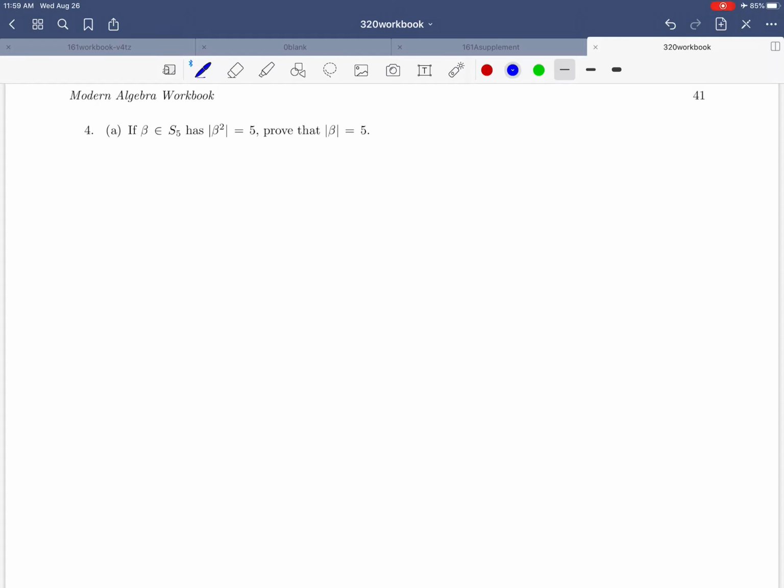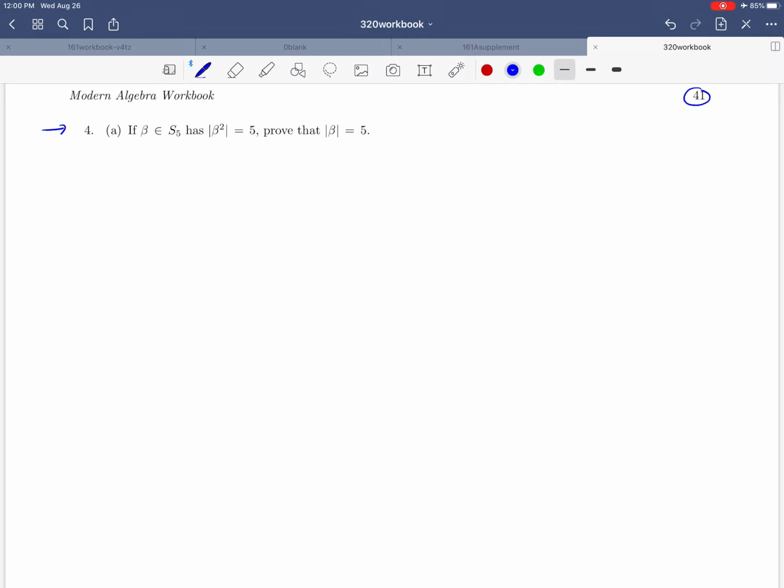Hello everybody and welcome to exercise 4 on page 41 of the workbook. In this video we will just be looking at part A of this exercise. And let's read this together. So if beta is an element of S5 has the order of beta squared equals 5, we'd like to prove that the order of beta equals 5.